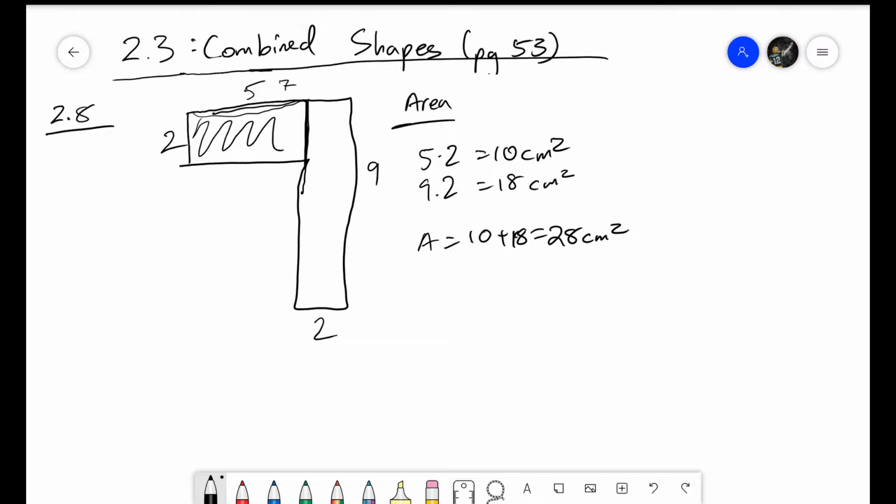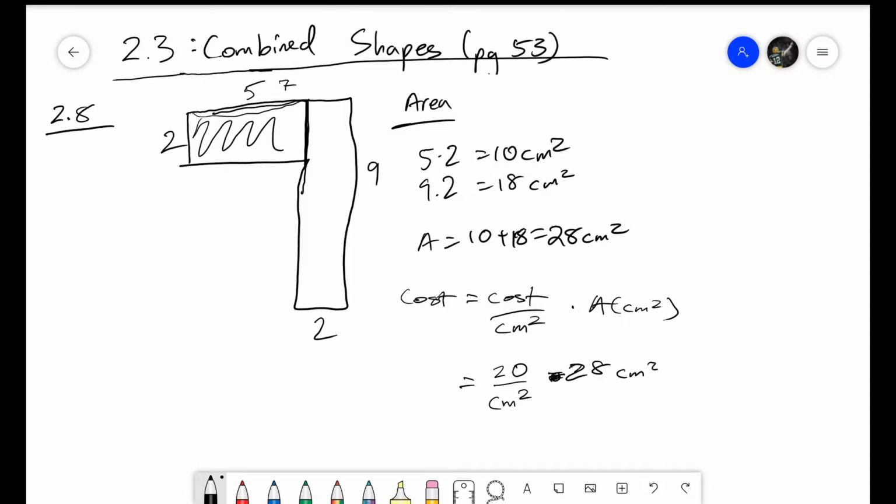Next, to find the cost of the mat. The mat costs 20 rupees per centimeter squared. Therefore, to find the total cost, you multiply the cost per centimeter squared times the area in centimeters squared. So the cost per centimeter squared is equal to 20 rupees per centimeter squared. And then you know the area is equal to 28 centimeters squared. So the units cancel, and this is equal to 560 rupees.